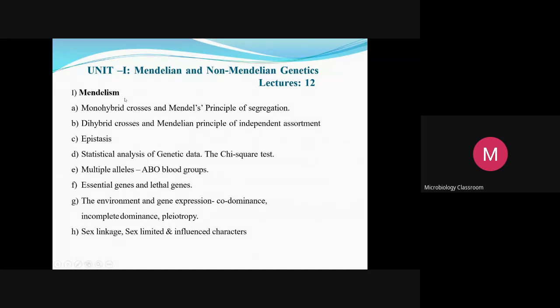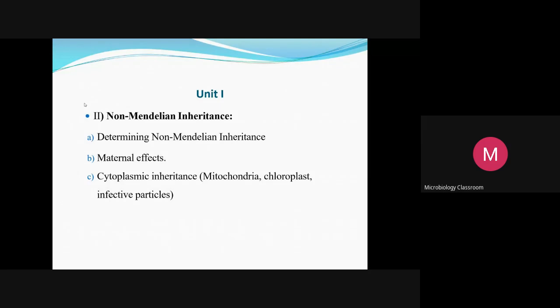Then the next part is non-Mendelian inheritance. The characters which do not follow Mendelian inheritance come under non-Mendelian inheritance. So determining the non-Mendelian inheritance, then maternal effects are there. Whenever a slightly different ratio is there than that of Mendelian inheritance, that comes under non-Mendelian inheritance. Then maternal effects are there.